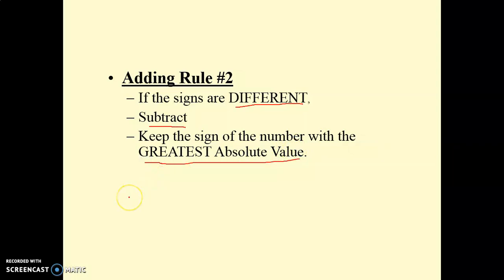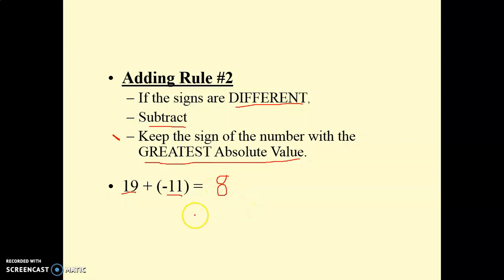Okay? So we have here the example 19 plus negative 11. 19 is positive, 11 is negative. So it says there you're going to subtract: 19 minus 11, that is 8. We're now going to follow this statement: keep the sign of the number with the greatest absolute value. What is the absolute value of 19? It is 19. What is the absolute value of negative 11? It is 11. So 19 has the greatest absolute value, and the sign of 19 is positive. Therefore, the sign of 8 is also positive.